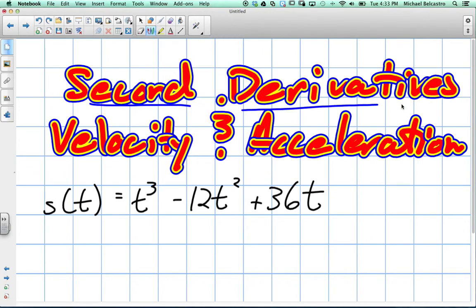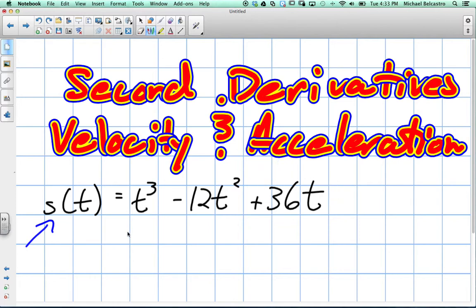Okay, so we're going to go into second derivatives. And second derivatives will help us determine the velocity and acceleration of something. So we'll say that this equation represents a particle moving some place in space.